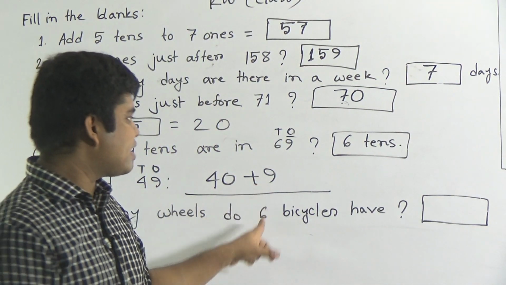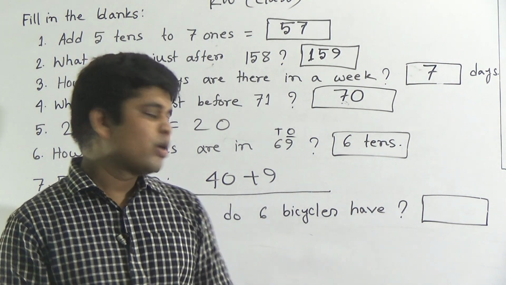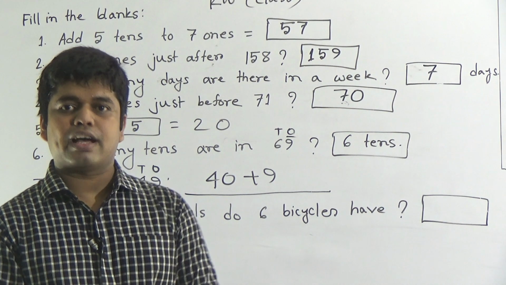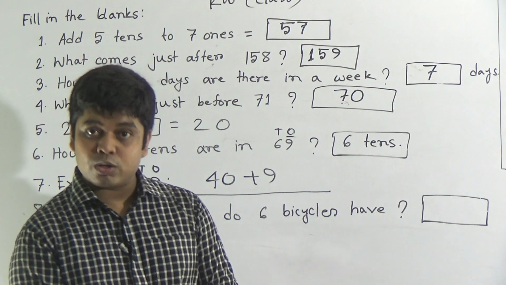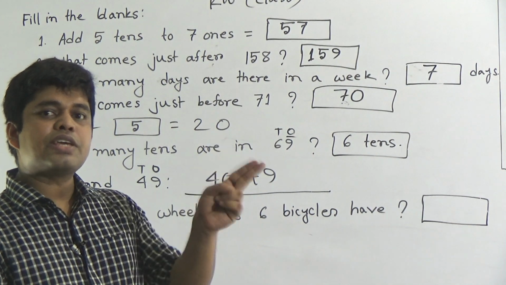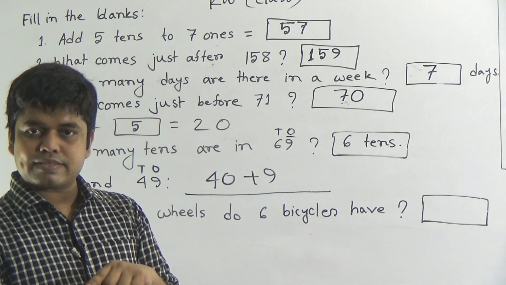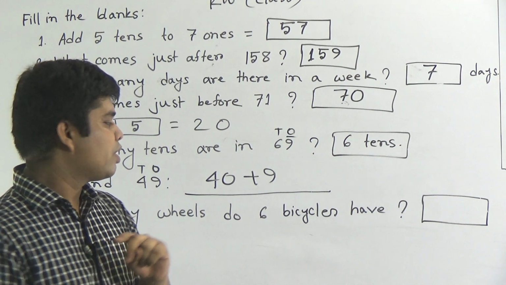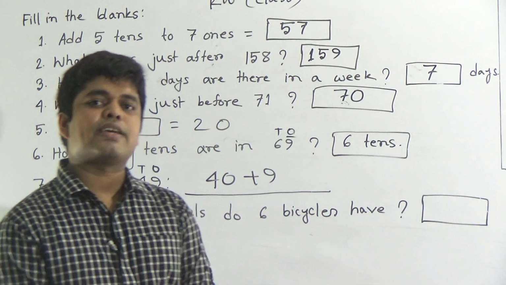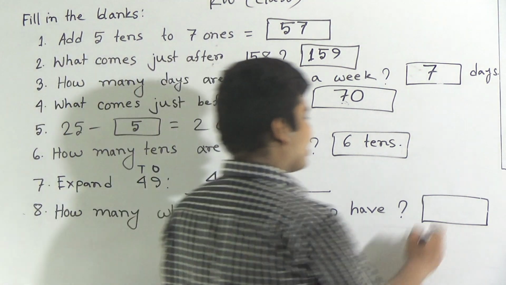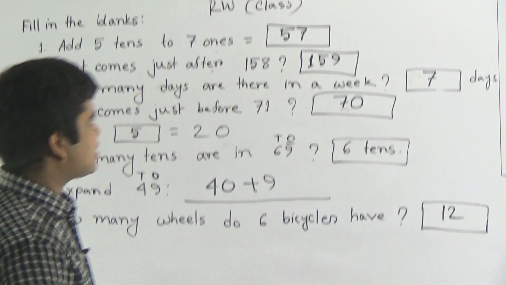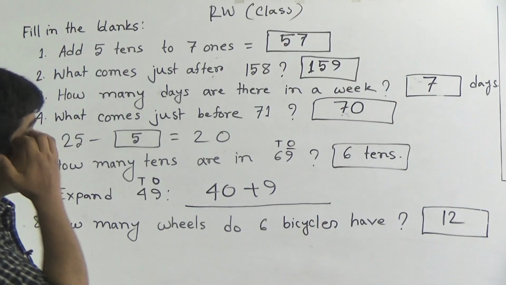Just like this, 6 bicycles have how many wheels? We multiply this 2 with this 6 and we get the answer. We know the times table of 6 also. So now count the times table. We need to count 6 2s are what? So 6 1s are 6 and 6 2s are 12. So 6 bicycles have 12 wheels. So the right answer is 12. Okay, this is the answer. My dear students, I hope you have understood.